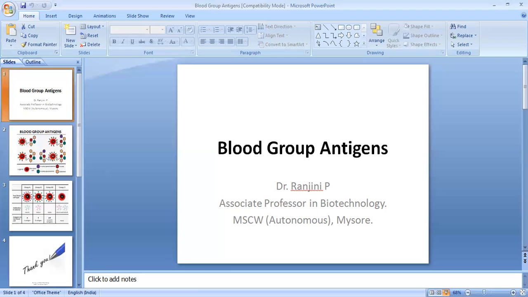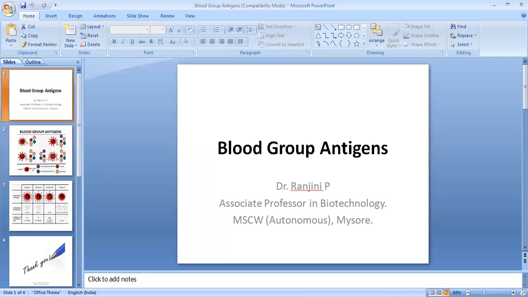Coming to the B group individual, they have B antigens on the surface of the RBC and blood serum contains antibodies for antigen A. Therefore, a group B individual can receive blood only from individuals of group B or O and can donate blood to type B or AB.